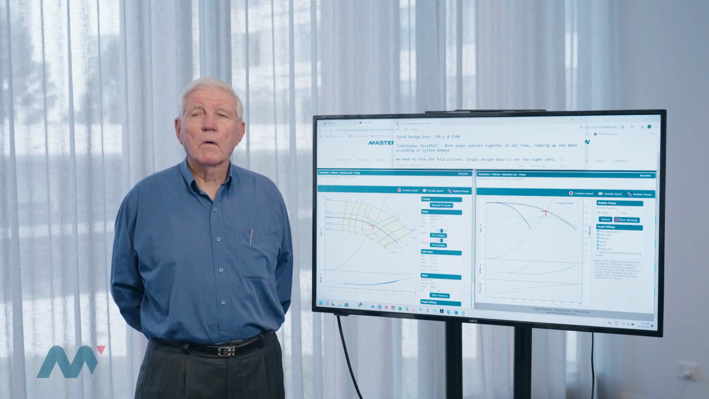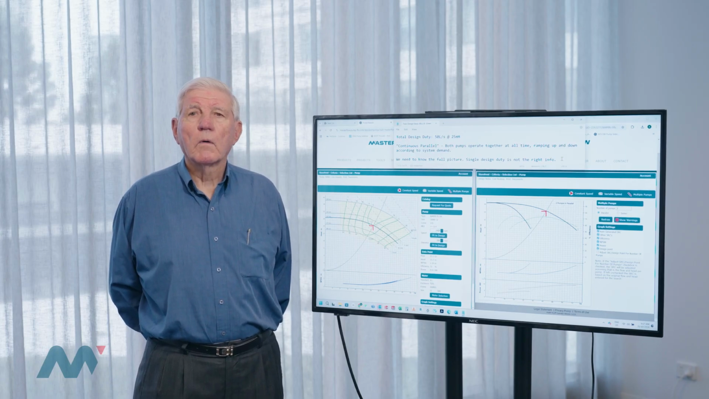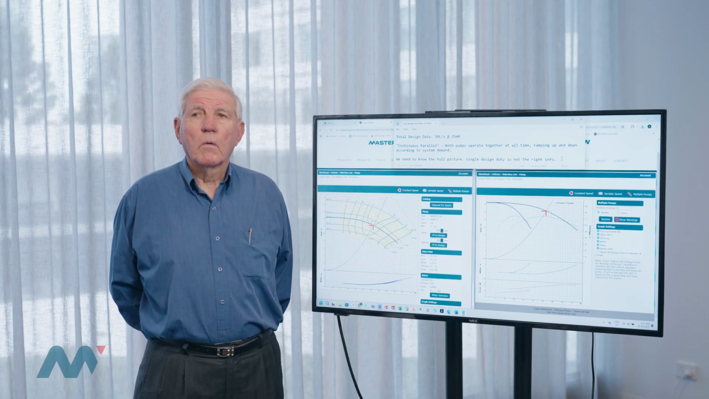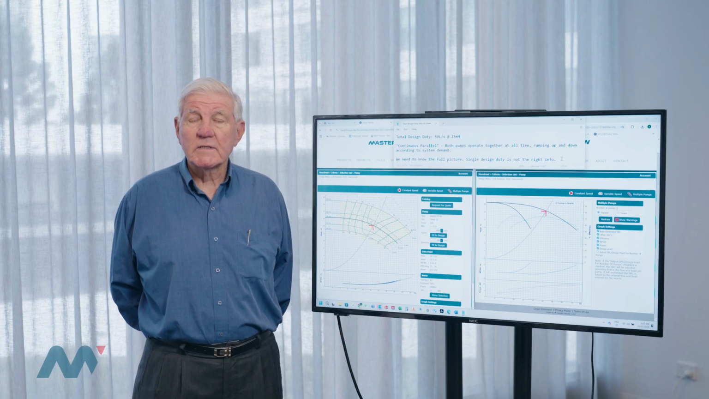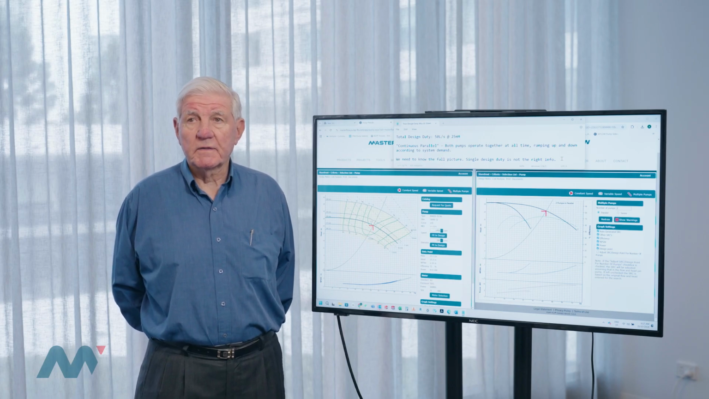It's not likely that you can generate that on a single pump curve to get an operating point for that pump. You have to determine the operating point for the pump using the two pump system curve. What happens if the customer decides they want to run one pump only and not two pumps? Well, if they do that, they've got to see how that individual pump runs in the two pump system curve.